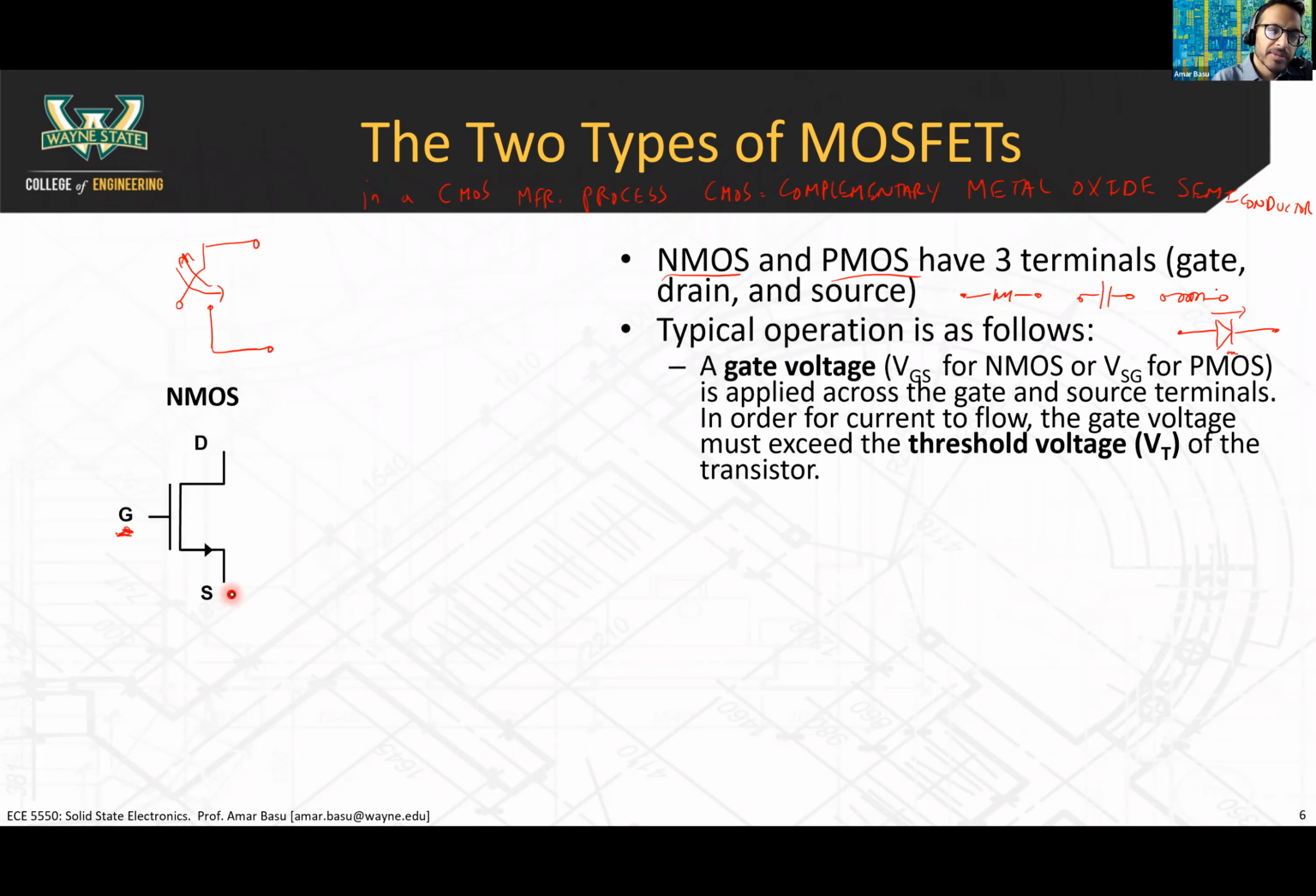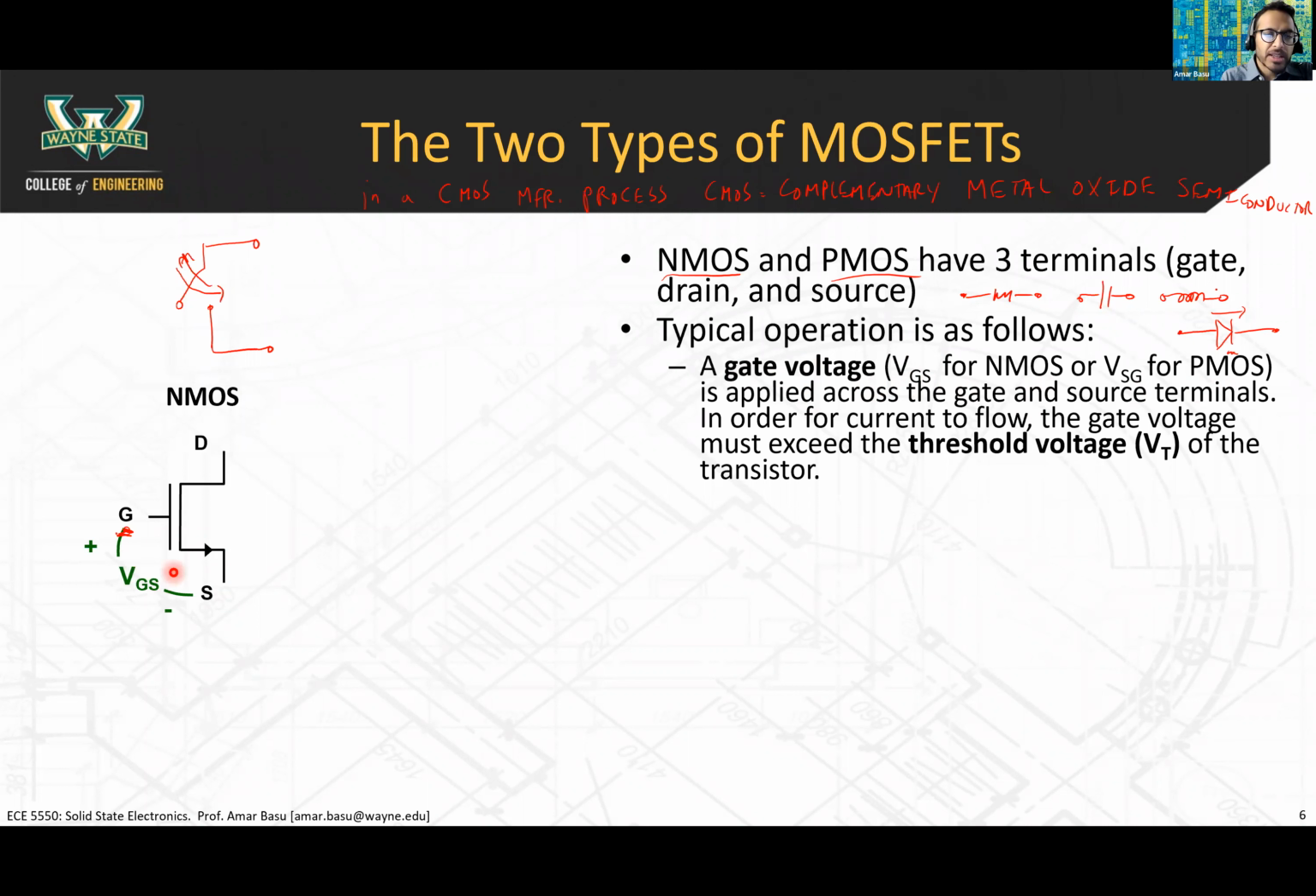All right, so the gate voltage, which is the VGS, the gate to source voltage for the NMOS, or the source to gate voltage for the PMOS, is applied between the gate and the source terminal. So you apply a voltage here, VGS.